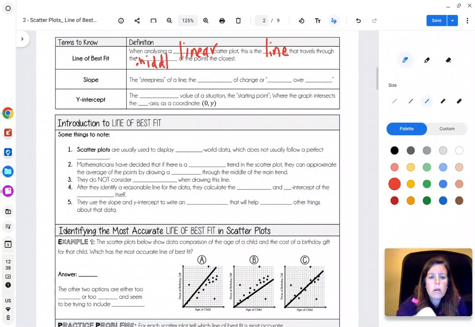Ooh, I love this song that just came on.